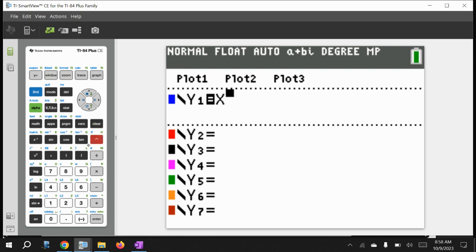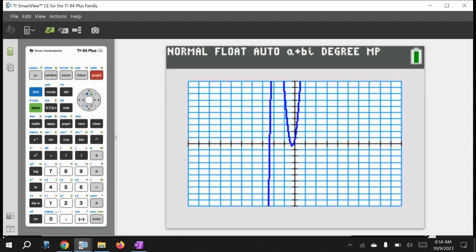X to the fifth plus 18x squared plus 10x plus 1. Graph. Ooh, fun times. All right, so we got what looks like 3 x-intercepts to find, because it's crossing right here between -2 and -3. It looks like it's crossing twice between 0 and -1. Okay, so we got 3 x-intercepts to find, and then a y-intercept, it looks like.